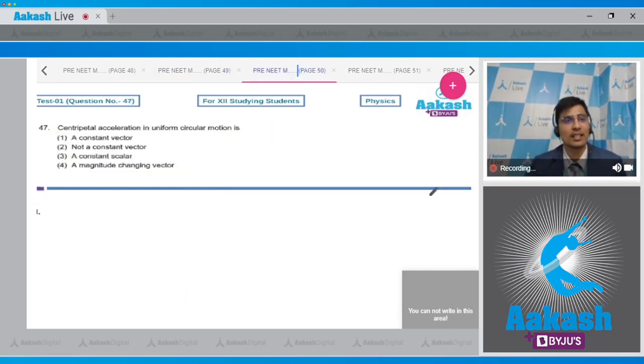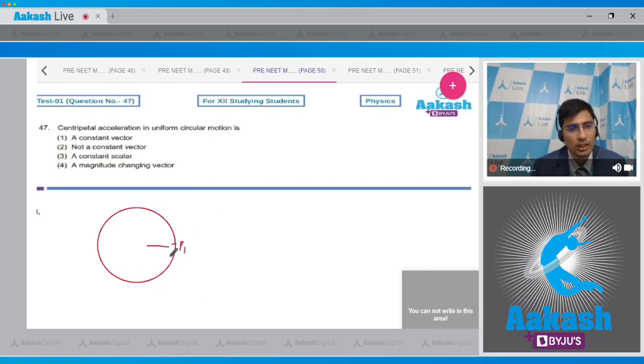Question 47 says centripetal acceleration in uniform circular motion is first a constant vector, second not a constant vector, third a constant scalar, or fourth a magnitude changing vector. Dear student, let this be the circular path. If the particle is at this point, let this be the point P1, then the centripetal acceleration will be directed in this direction. When it will be at this point P2, it will be directed in this direction. Similarly, at any arbitrary point P3, the centripetal acceleration will be directed in this direction. Since the centripetal acceleration is always directed towards the center from the particle, its direction will always change.